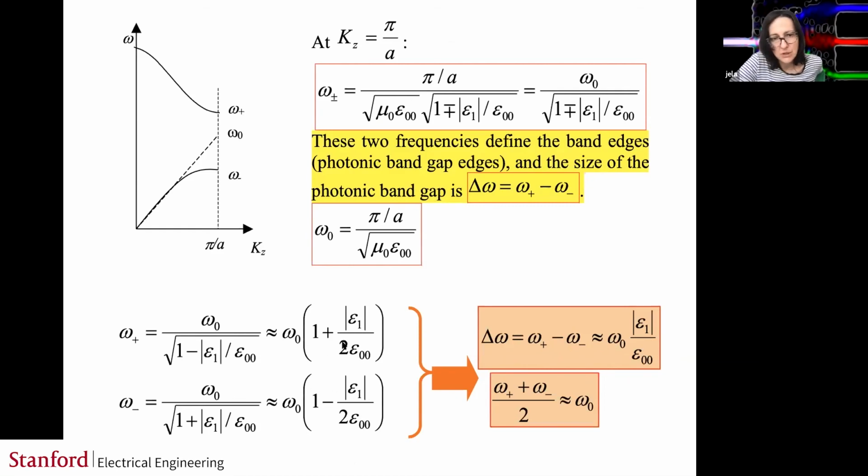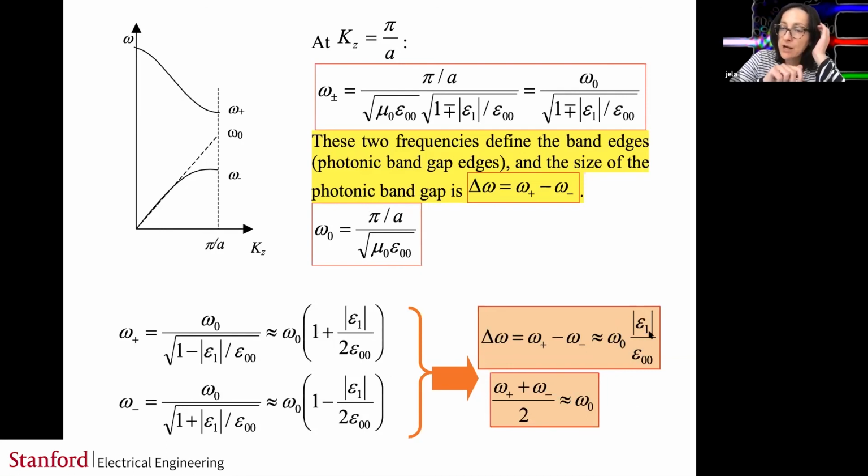You obtain this by subtracting the solutions for omega plus and omega minus, and you use the approximation that 1 over square root of 1 plus alpha, when alpha is small, is approximately 1 minus alpha over 2. It's a very well-known expression. So the size of the band gap depends on the central frequency. The central frequency, again, is here for the edge of the Brillouin zone, k divided by square root of mu naught epsilon 0,0, the average value of the electric constant. We're working around k equal to pi over a, around the edge of the Brillouin zone.